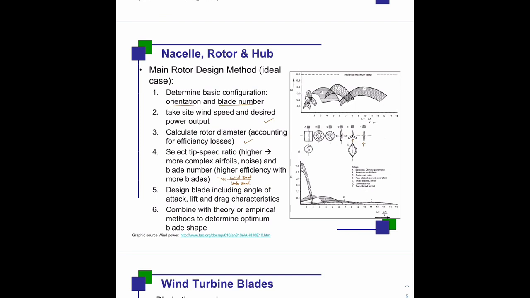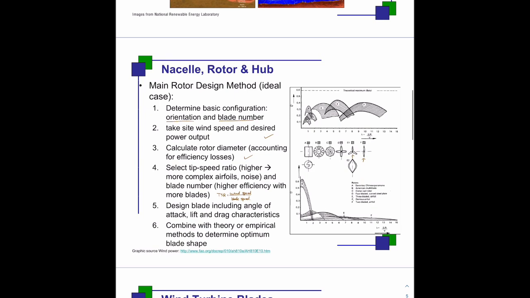Then we will have to design a blade including an angle of attack, lift and drag characteristics. So we're gonna design blades that have an angle of attack. Actually, an angle of attack is the angle at which the chord of a blade of a turbine meets with the relative wind. So it's an angle that deals with the wind. We call it an angle of attack.